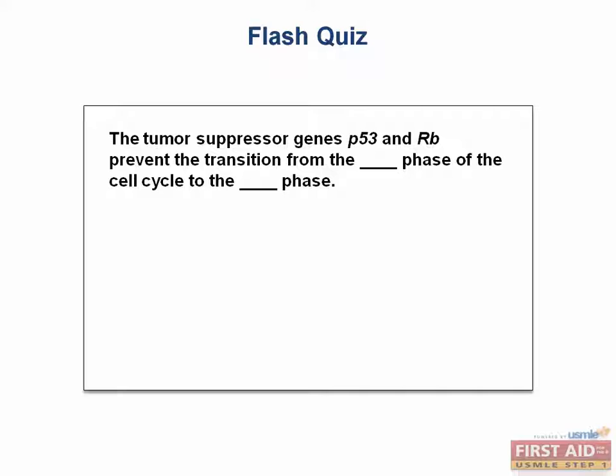Alright, time for our first flash quiz of the cellular section. The tumor suppressor genes p53 and RB prevent the transition from the blank phase of the cell cycle to the blank phase. So these guys block the G1 to S phase transition, because remember, once you get past that step, the cell is pretty much committed to go through the rest of the cell cycle.